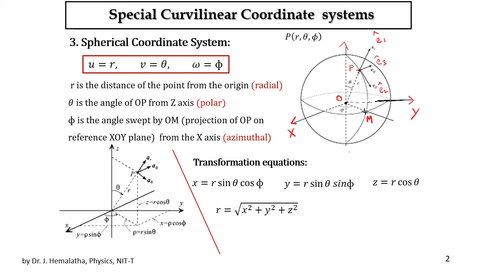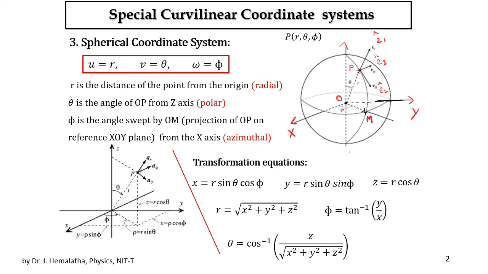And to find theta, we can use the third equation, z equal to r cos theta, where you can find it as cos inverse of z by r. Cos inverse of z by r, where r is the magnitude, which we already know as the square root of x square plus y square plus z square. That is what is substituted here.